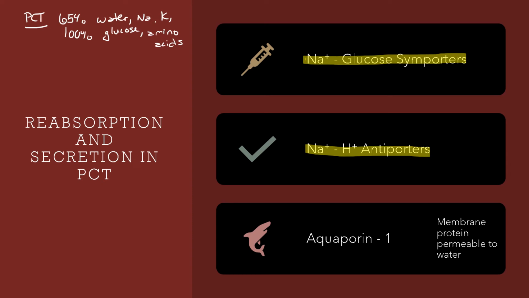Now, cells lining the PCT and the descending limb of the nephron loop are especially permeable to water because they have many molecules of aquaporin 1. Aquaporin 1 is a membrane protein that allows the membrane to be permeable to water. Kind of makes these little holes in the membrane that water can pass through.